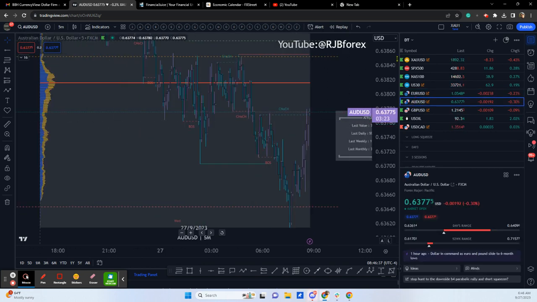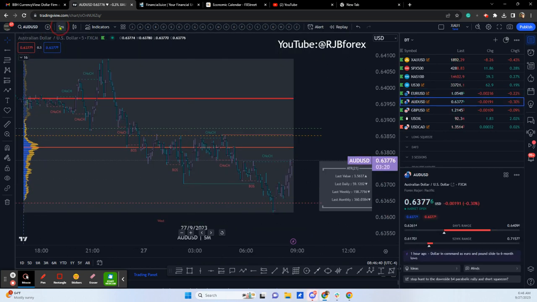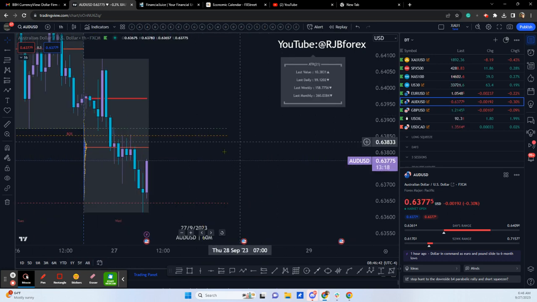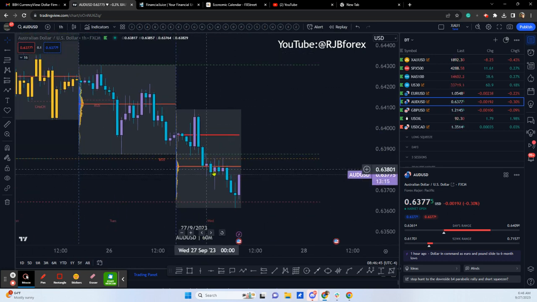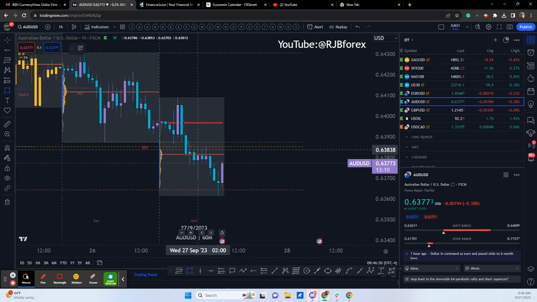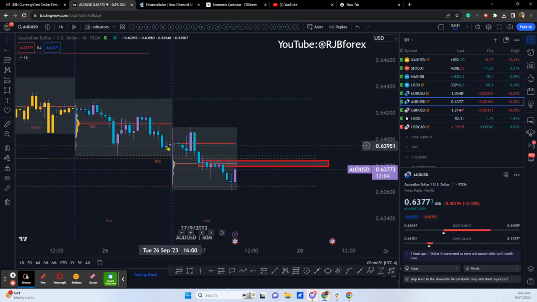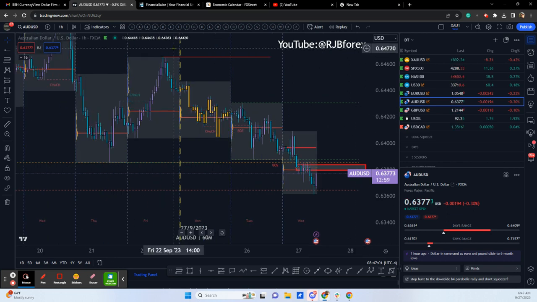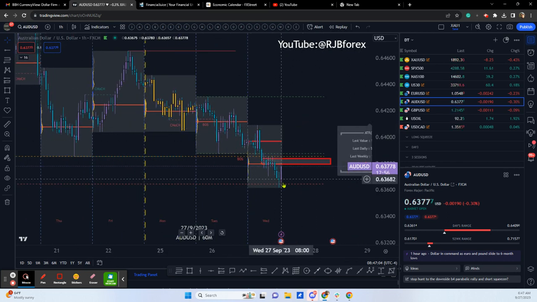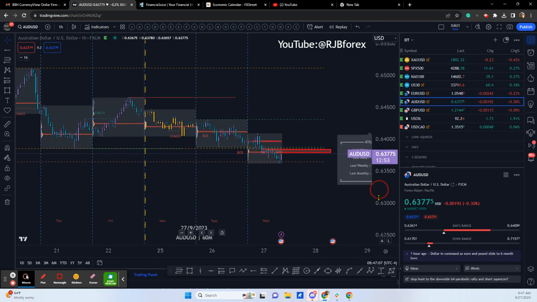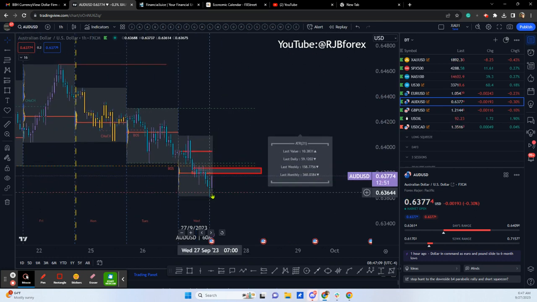Aussie moving up in line with a risk on bias for the day, moving up into resistance. Yesterday's closing price just below 64. Last month's lows tested, rejected. Perhaps we're going to move up, break of structure, come back in for a continuation higher.